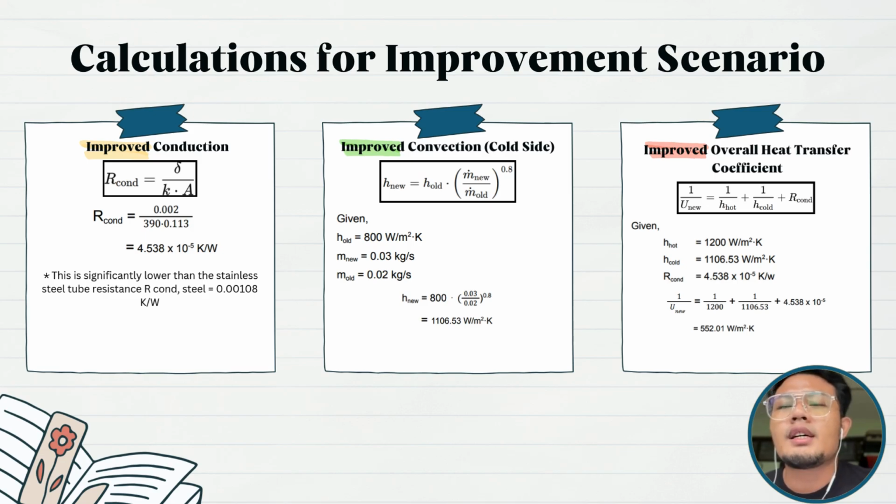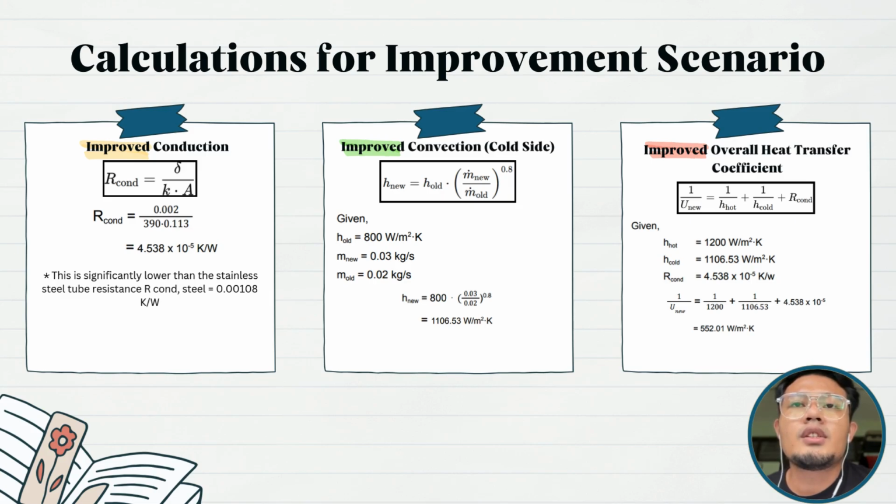If we see at the left side of our presentation slide, that is the formula for the R conduction, and the final value for the improved conduction is 4.538 times 10 to the power of negative 5 kilowatt. This is significantly lower than the stainless steel tube resistance, R conduction steel, which equals 0.00108 kilowatt. Okay, in the middle we have improved convection on the cold side.